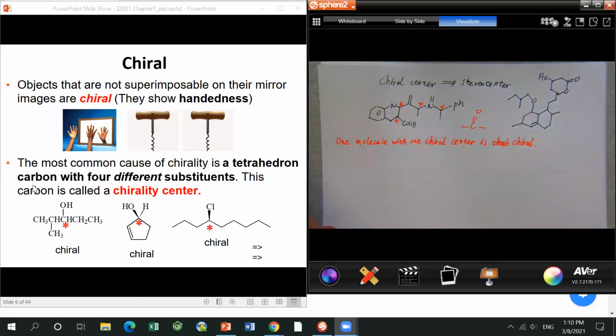So if a molecule has only one chiral center, it won't be superimposable with its mirror image. This molecule will be chiral. But if a molecule has more than one chiral center, it's not necessarily chiral. Let me give you guys one example.